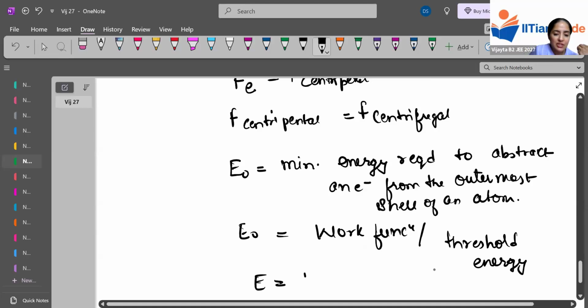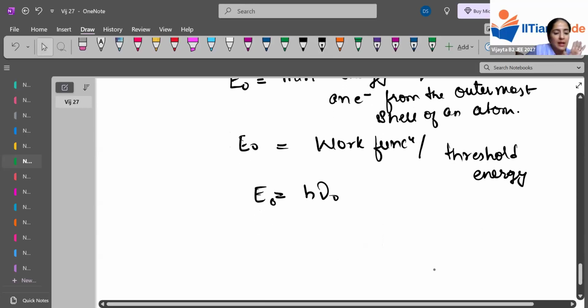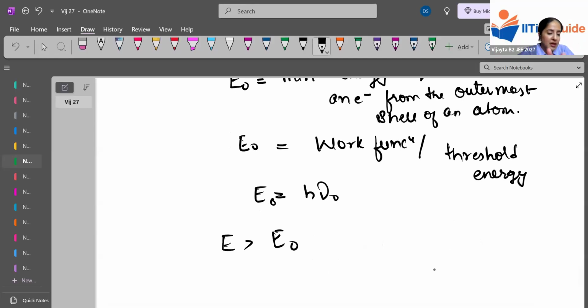Now, E naught can be, h is a constant, so can I represent it as h nu naught? Because h is a constant, it's not going to change. So nu naught is going to be there, right? Now, I give E which is greater than E naught. I have to give energy which is more than E naught, right? So the bare minimum is there.